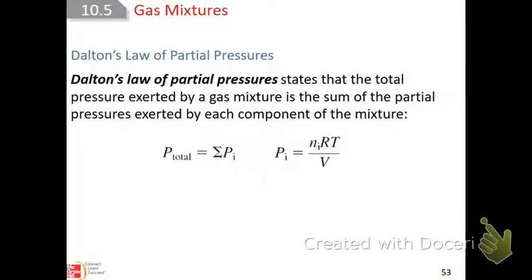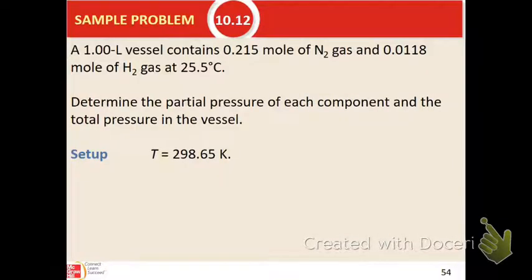That's what that's saying. Okay, so here you have this 1 liter vessel, and it's got some nitrogen gas and hydrogen gas, both of these two gases, and they're both at 25.5 degrees Celsius. So determine the partial pressure of each gas in the vessel. And so you're going to first convert your Celsius to Kelvin by adding 273.15. That's where they get this. This is in your textbook, by the way, Sample Problem 10.12.